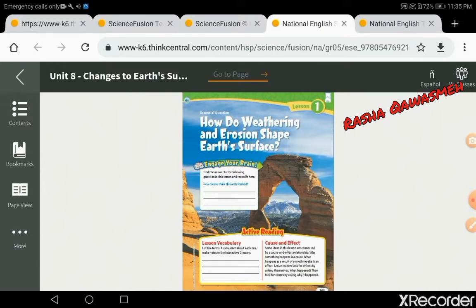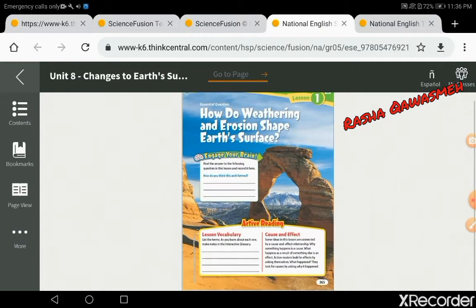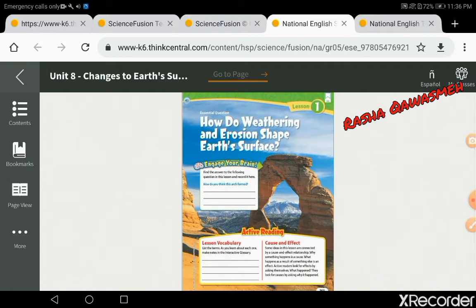But this is page number 365. How do weathering and erosion shape Earth's surface? You have here a button. If you click on it, you will listen to the content of the page. Let's try some.